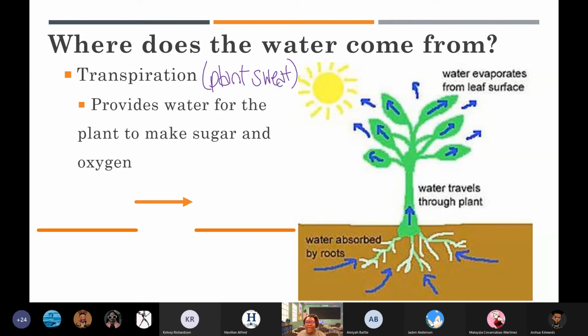We want to make sure we understand that during transpiration, the roots absorb water. That water travels up through the stem, through the xylem, and then that water is released as steam out of the stomata in the leaves. So when we're talking about transpiration, that's the water that photosynthesis needs.